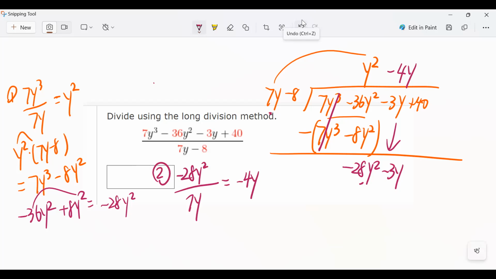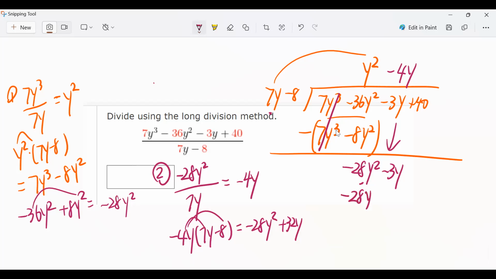Now again, multiply the divisor by the second term in the quotient. So minus 4y times 7y minus 8. Distribute it, you get minus 28y squared plus 32y. Now we're going to carry over the term underneath it, plus 32y. Now again, subtract it.